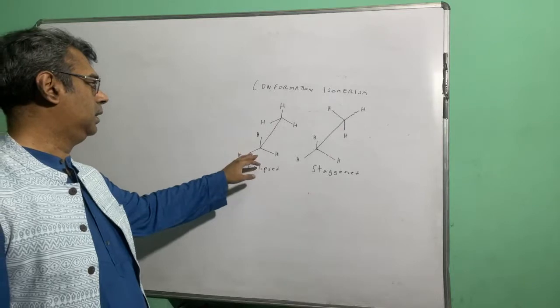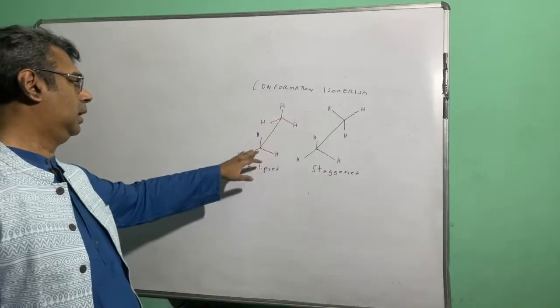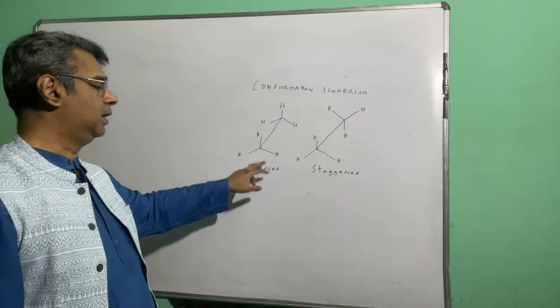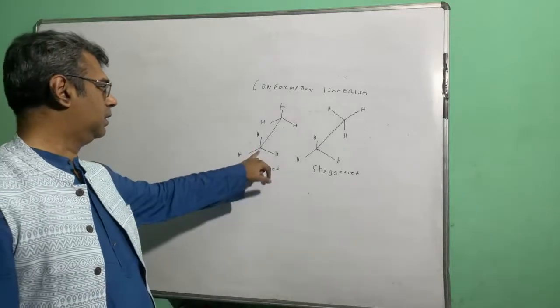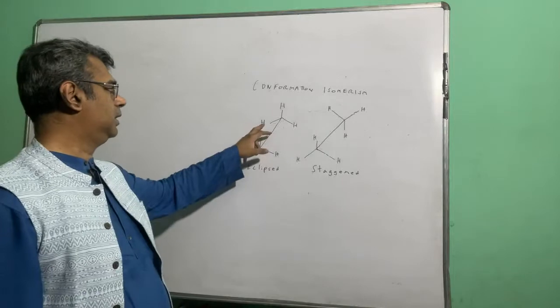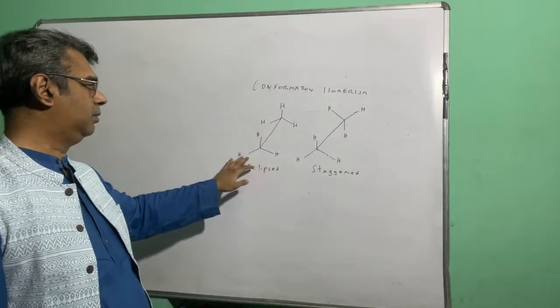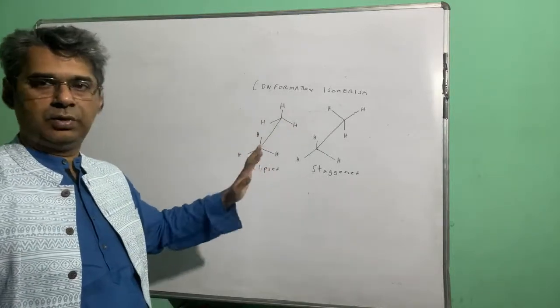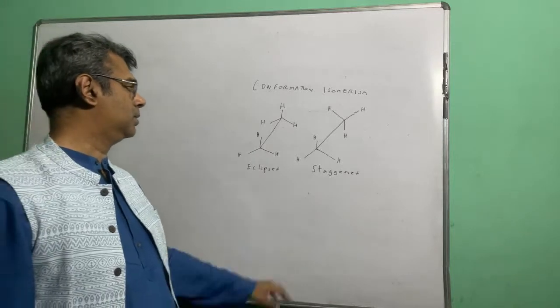So the rear carbon is being eclipsed by the front carbon. This is the front carbon, and the rear carbon is eclipsed by it, because the three hydrogens are oriented in the same way as the front three hydrogens, so it is fully eclipsed. Then comes staggered.